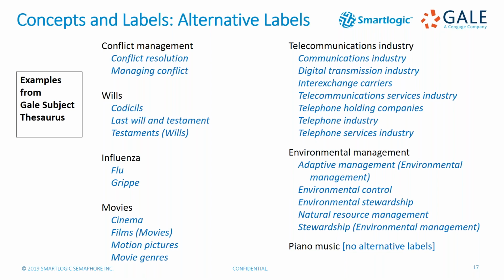The example here of the parenthetical qualifier, for example, movies: films is a synonym for movies, but there are other meanings of the word films, you know, some scientific biology meaning. So that's why movies in parentheses is following it. And you see another concept here, piano music, has no alternative labels. Doesn't need any. So there are plenty of concepts that don't require alternative labels.